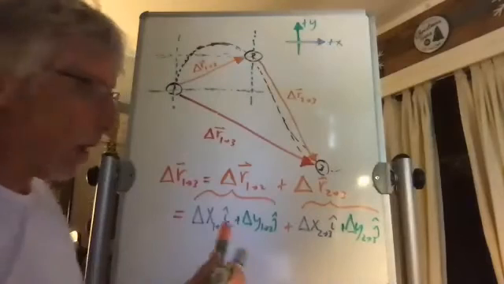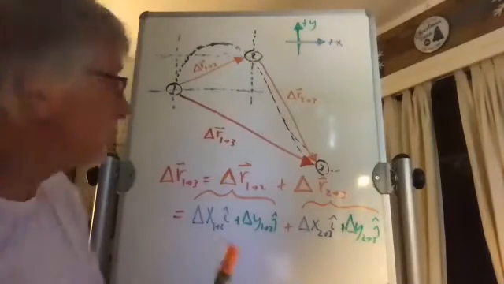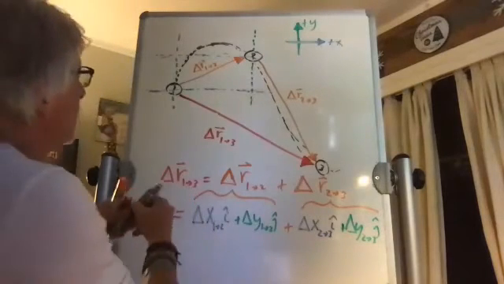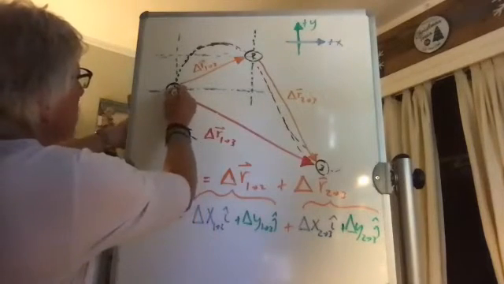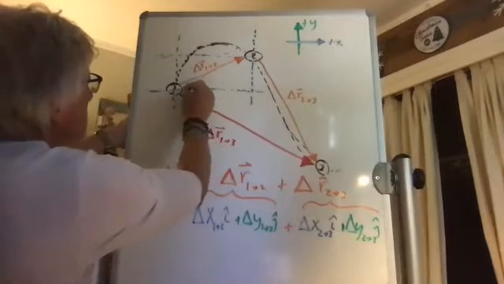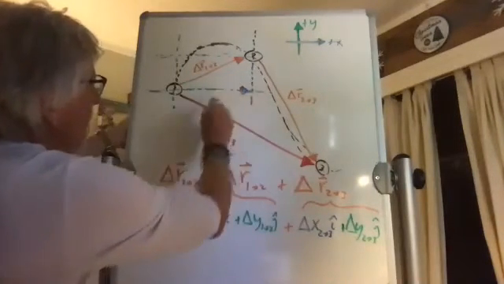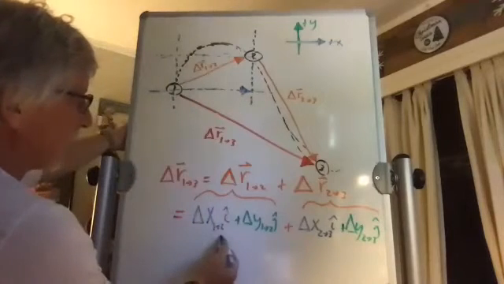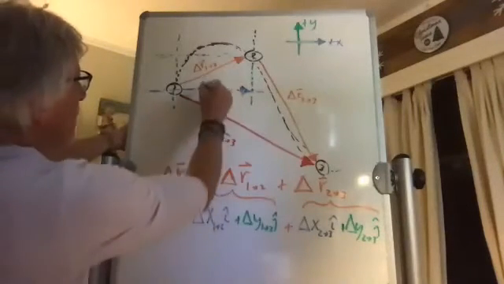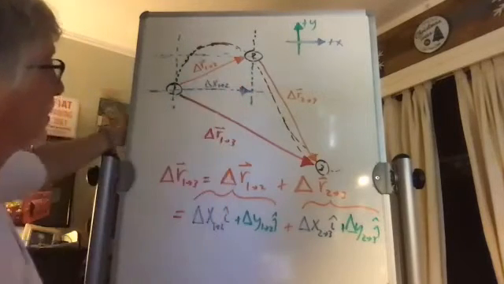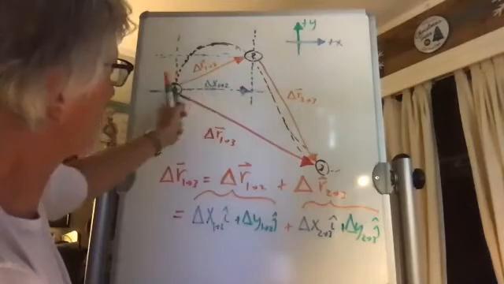The components are always from the tail. Now this is going to be cool. I like to use dashed lines for the components to the tip. So that is my delta X 1 to 2, that much, that way.